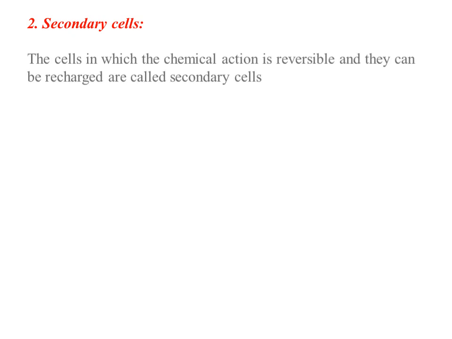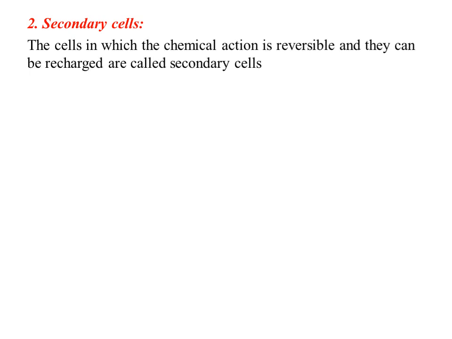Second, the secondary cells. The cells in which chemical action is reversible and can be recharged are called secondary cells. These cells have chemical actions which are reversible. Examples of secondary cells are lead acid cells, nickel cadmium cells, etc.